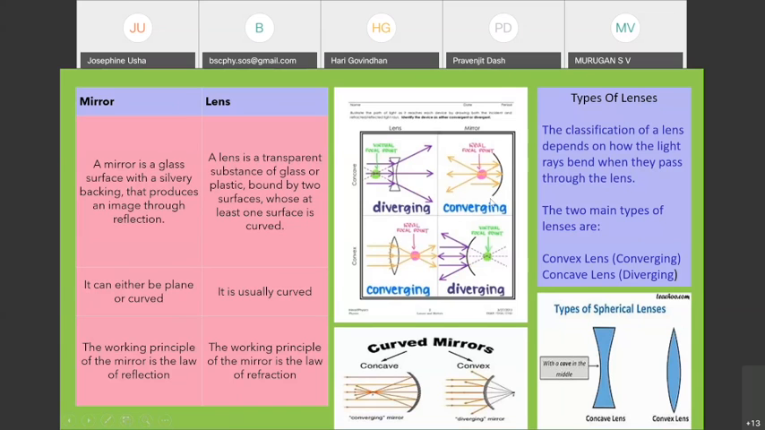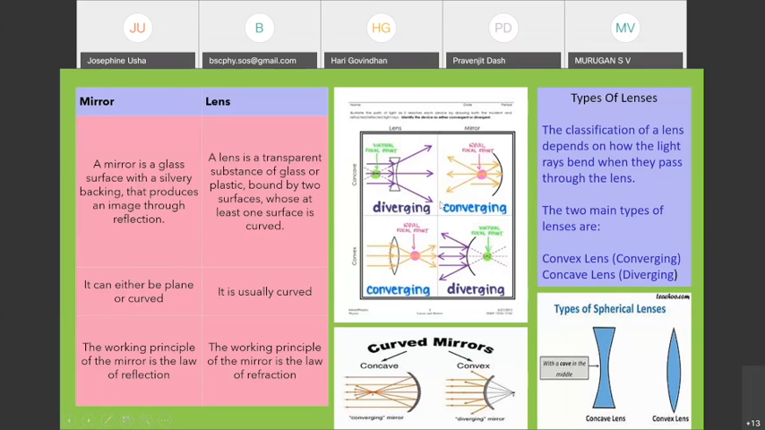Now this curve, just imagine the back side of this curve, the outer surface, is silver polished. Yes, reflection takes place from this side, right? Similarly here in this convex mirror, the inner surface is silver polished, so reflection takes place from the outer surface. Clear? So this is the difference between mirrors and lenses.